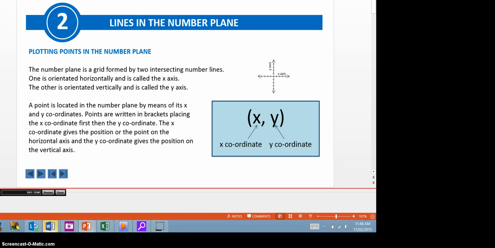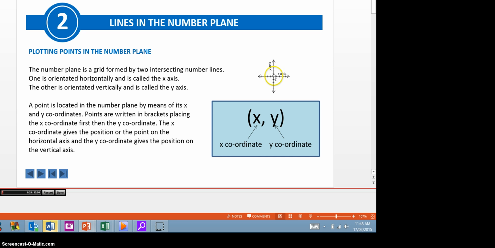Welcome back. We're up to set 2, lines in the number plane, where we're going to plot some points on a set of axes. The things that we need to remember is our x-axis is our horizontal axis, and this will always be our point of reference. Our y-axis is always our vertical axis, and using both of these sets of axes we'll be able to plot some points on the graph.